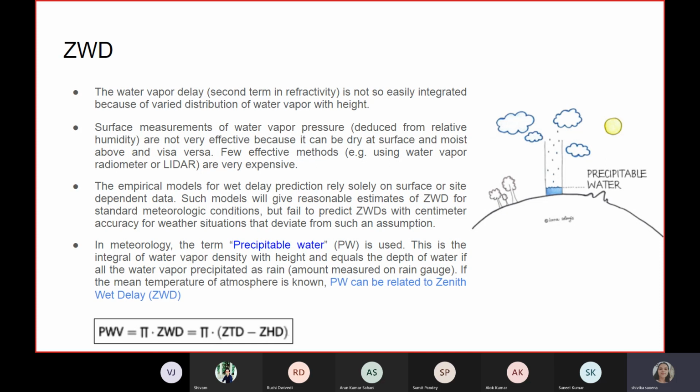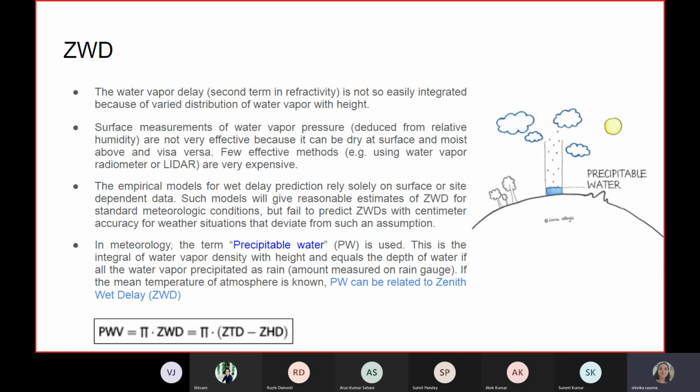So whatever is happening above the surface, we won't be able to capture. But the major thing for water vapor is happening above the surface. These empirical models won't be able to capture this picture.